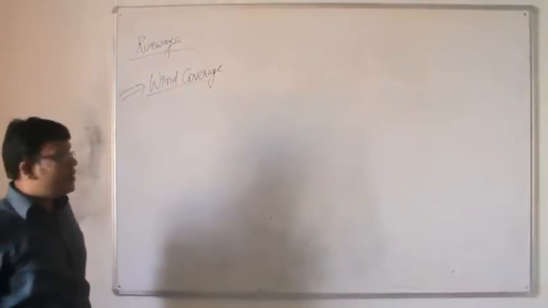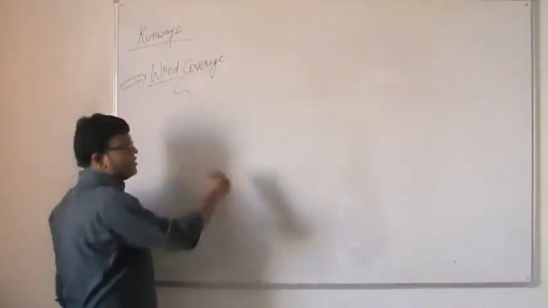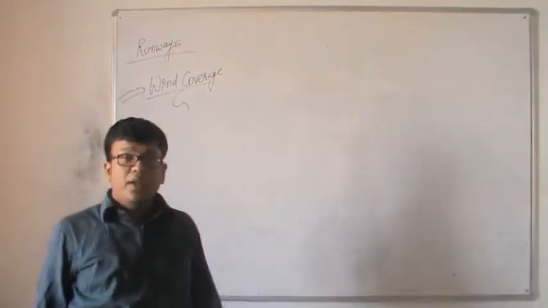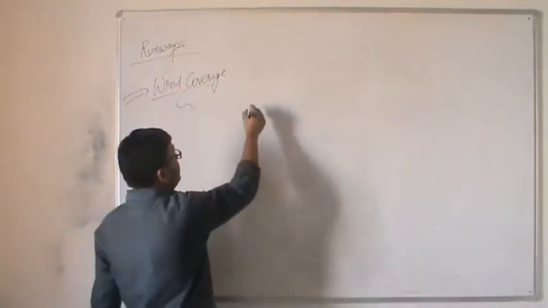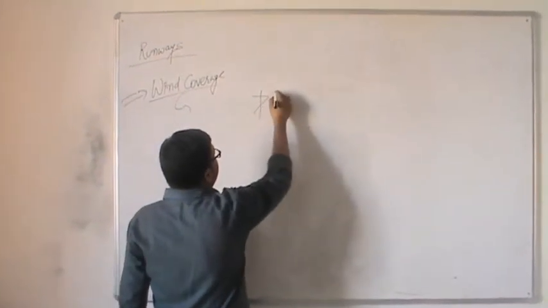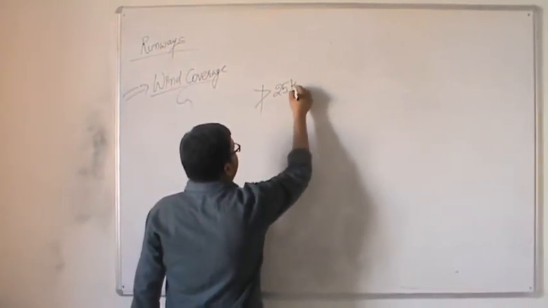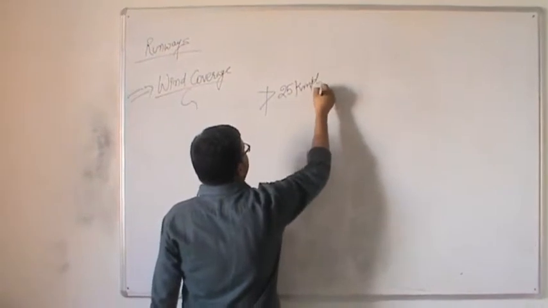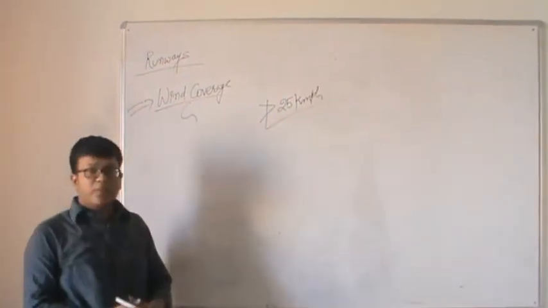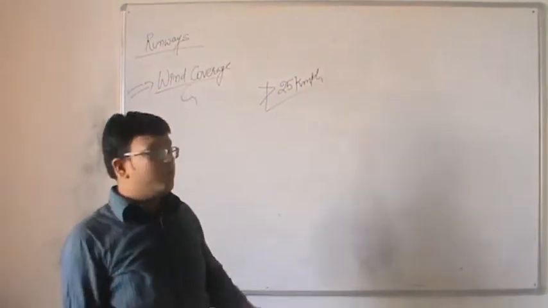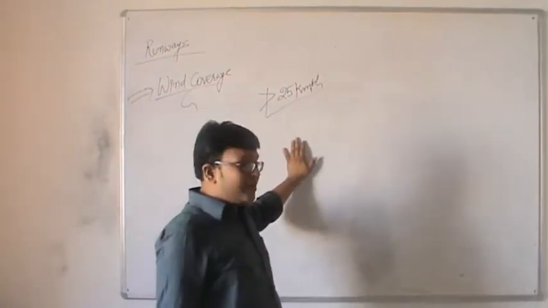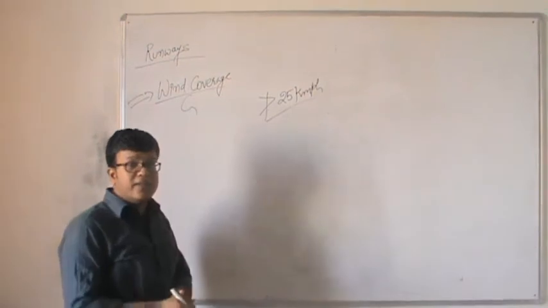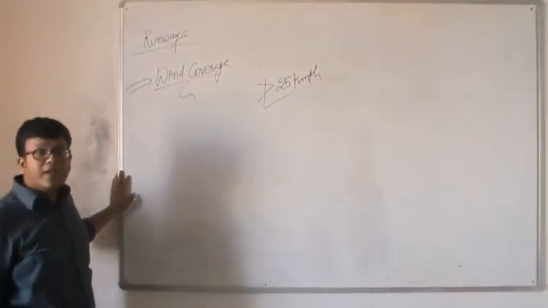What we understand from the wind coverage is the percentage of time in a year during which the crosswind component does not exceed the limit of 25 kmph. That is what wind coverage means. That percentage of time in a year is generally represented as the wind coverage.